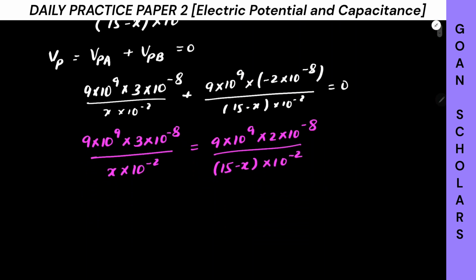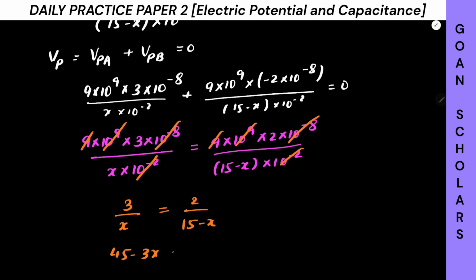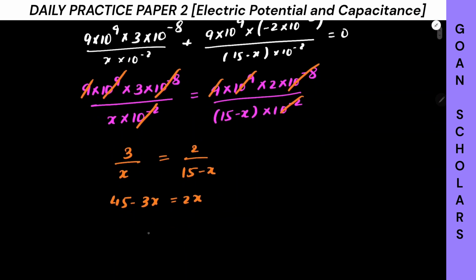Correct? Now we can cancel out the terms: 10 to the power minus 8 cancels with 10 to the power minus 8, 10 to the power 9 cancels, 9 cancels with 9, and 10 to the power minus 2 cancels with 10 to the power minus 2. What we are left with is 3 upon x equals 2 upon 15 minus x. Let's cross multiply. 15 threes are 45 minus 3x equals 2x. Taking the minus 3x to the other side, 45 equals 5x. Dividing 45 by 5 gives 9 centimeter, that is x.